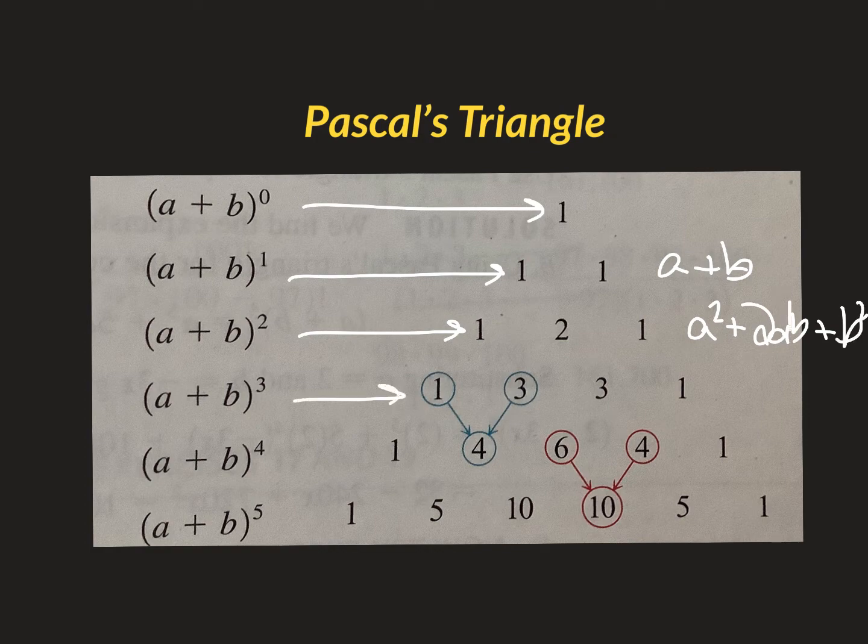If I do the cube, it'd be a cubed plus 3a squared b plus 3ab squared plus b cubed. Remember, the a's exponent is going down. So these numbers over here all represent the coefficients in the expansion.